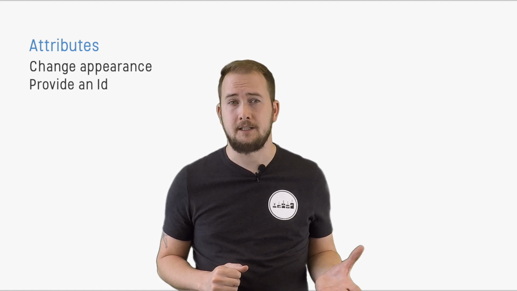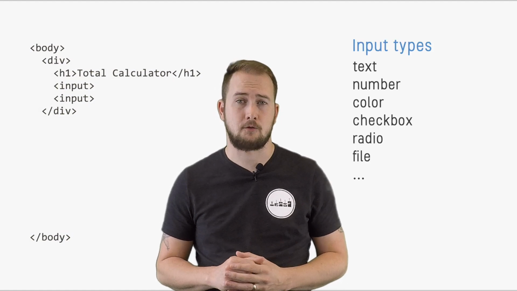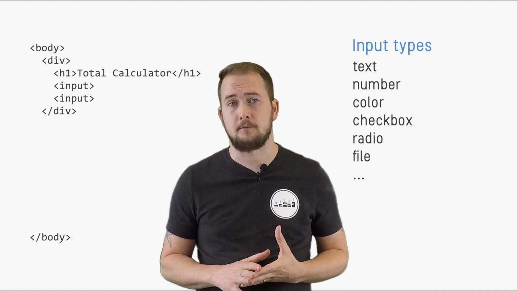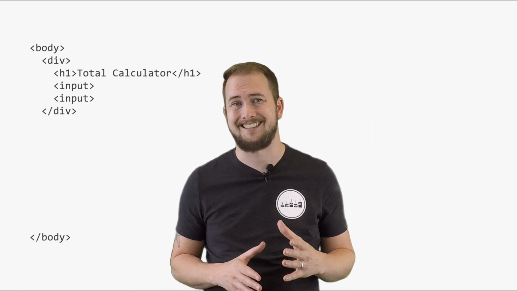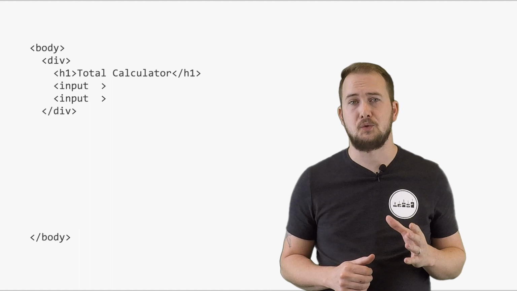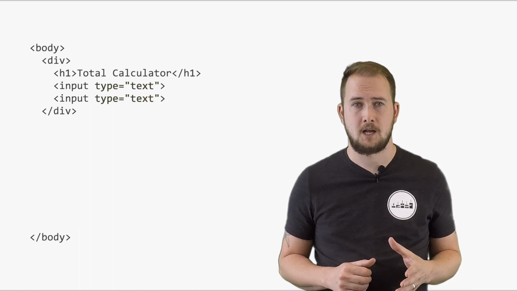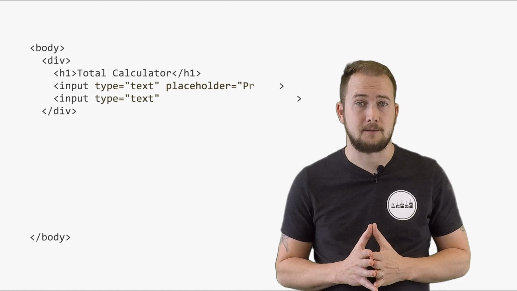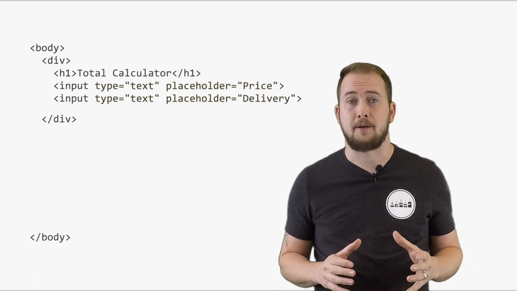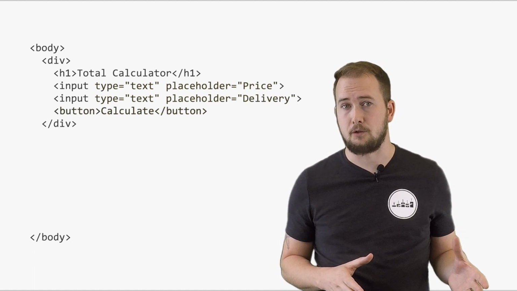To control the appearance of an input, we can provide additional information to the opening tag by using attributes. Attributes are supported on all tags and provide an opportunity to change the appearance of an element, provide an ID, or store data. In the case of an input element, we can provide a type attribute, specifying one of the many types in order to help us capture the desired data. For now, we're going to use text to create a simple text box, and we'll add a second attribute to provide some placeholder text. We can add a button element, which we'll use later to execute some JavaScript.